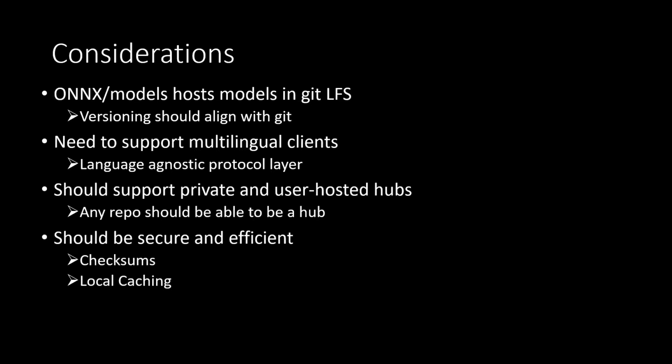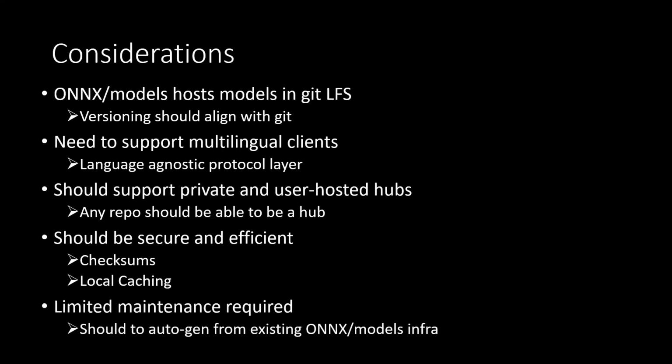It should be secure and efficient. It should stop man-in-the-middle attacks with checksums, and it should support local caching so that subsequent calls to the APIs don't require re-downloading the model. And finally, we wanted to make this easy for the ONNX team to maintain, so we wanted to generate this manifest from the existing ONNX/models repository so that this could be done automatically and that this collection of models can be curated without any human input.